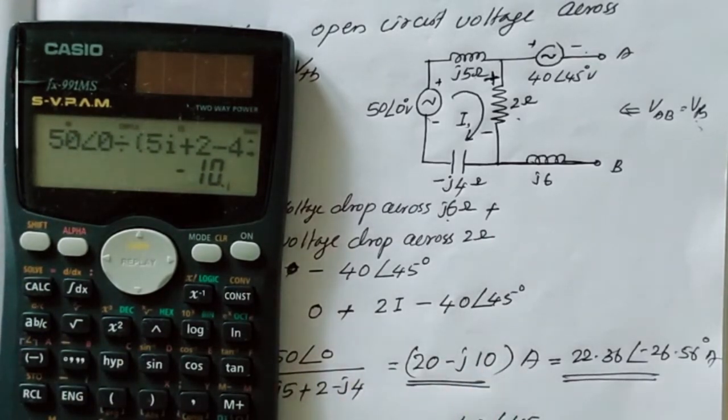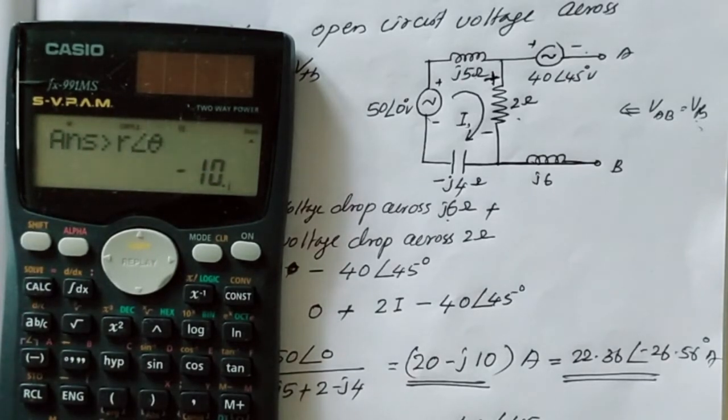This form is known as rectangular form. We can convert this answer into polar form also. How to convert this answer into polar form? It is very simple by means of this calculator. You just put shift, then plus. Here we have an option to convert rectangular form into polar form. And then just press equal to. So the answer is coming as 22.36. Again shift equal to, you can obtain the angle as minus 26.56 degree.